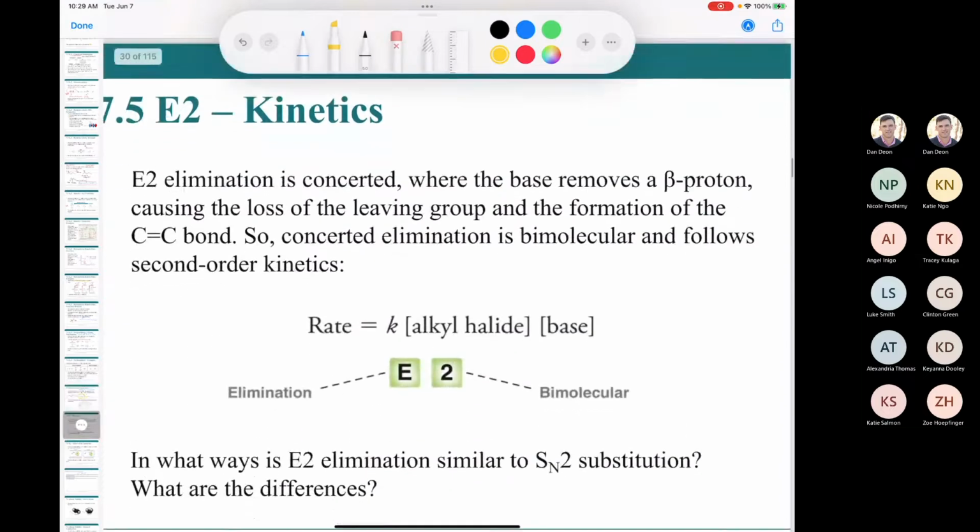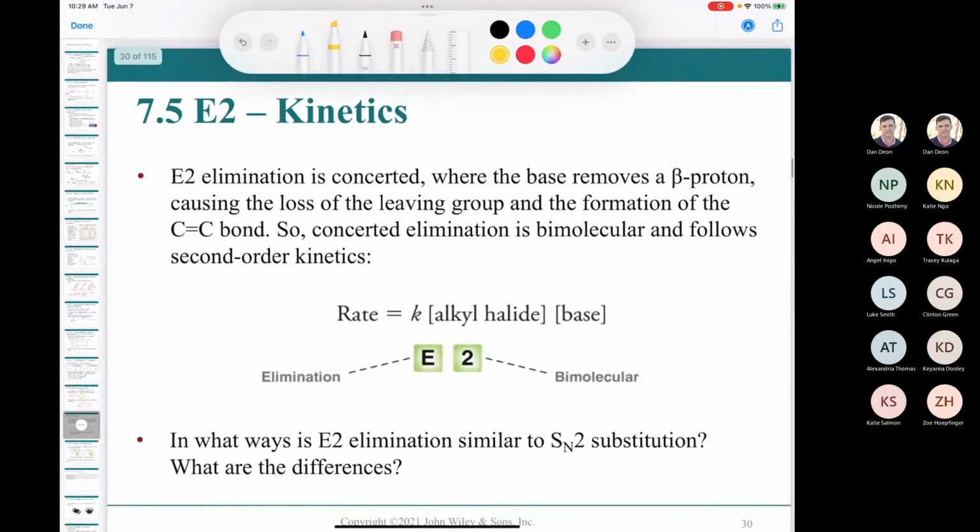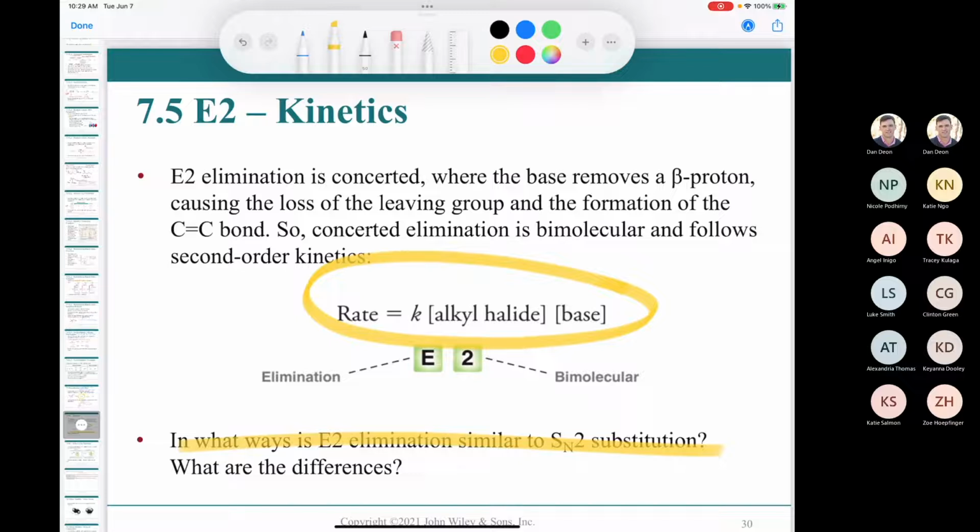Well, if we look at the kinetics of an E2 reaction, since it's a bimolecular reaction or a second order reaction, the rate is going to depend on the rate constant multiplied by the concentration of our substrate, our alkyl halide, and the concentration of the base. This is the same rate law that we saw for an SN2 reaction. Exact same thing. The only difference is that an SN2 reaction is substitution and an E2 reaction is elimination. That's all there is to it.